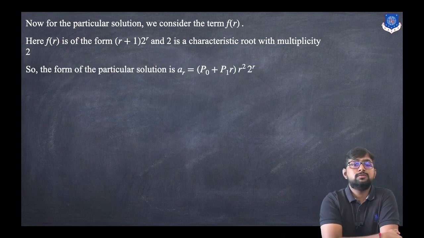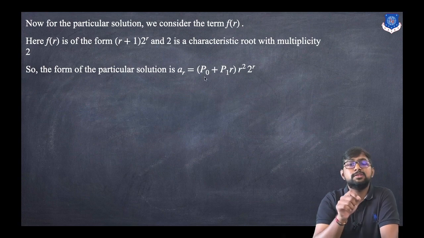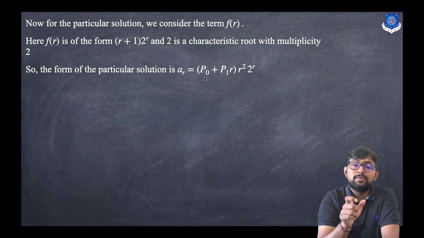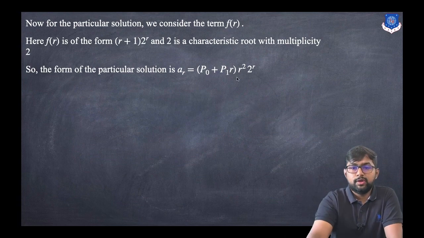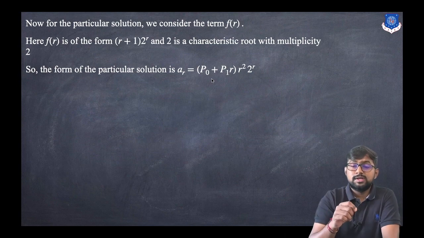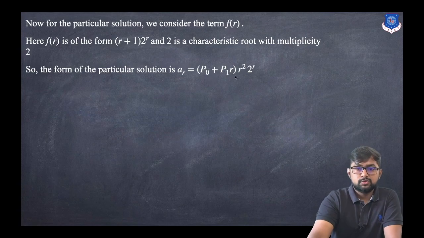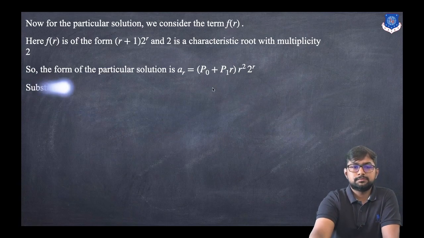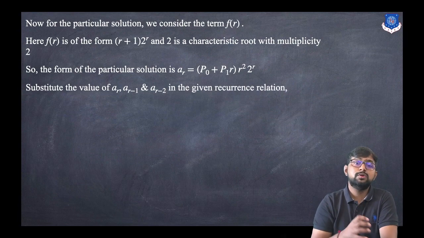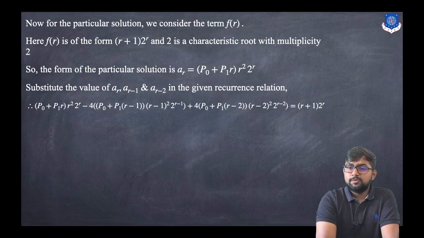So the form of the particular solution will be what? It will be like this: (p0 plus p1 r), this whole. Why p0 plus p1 r? Because r plus 1 is of linear form. So (p0 plus p1 r) into r squared. Why? Because it is of multiplicity 2, and 2 raised to r because 2 is the root. So the choice of a_r will be like this. Now substitute the values of a_(r-1) and a_(r-2) in the given recurrence relation. So we will get this type of equation.